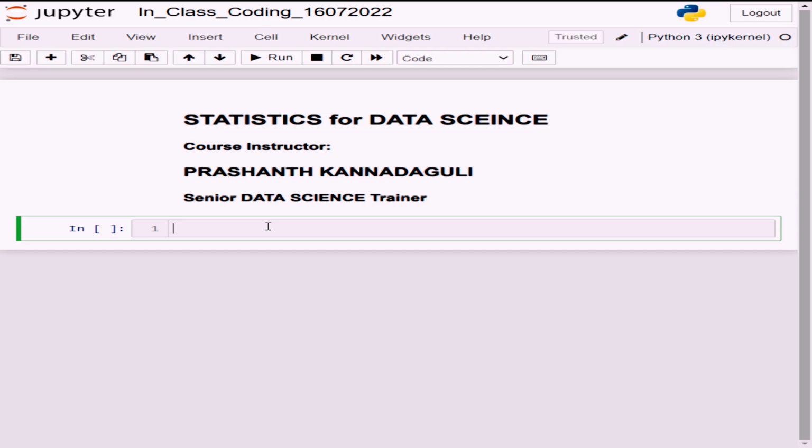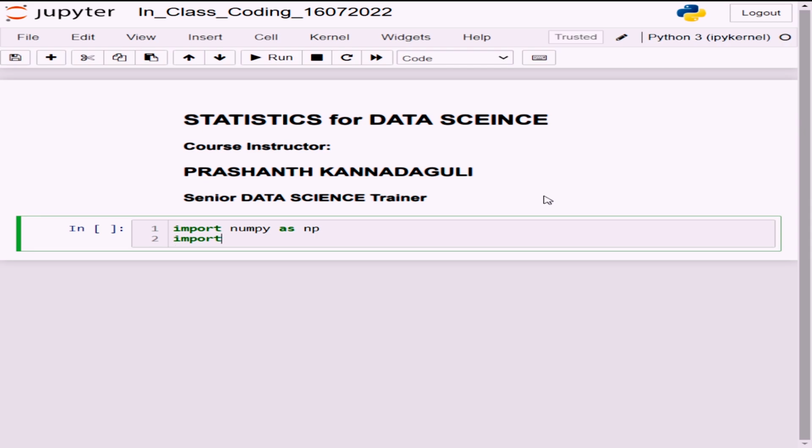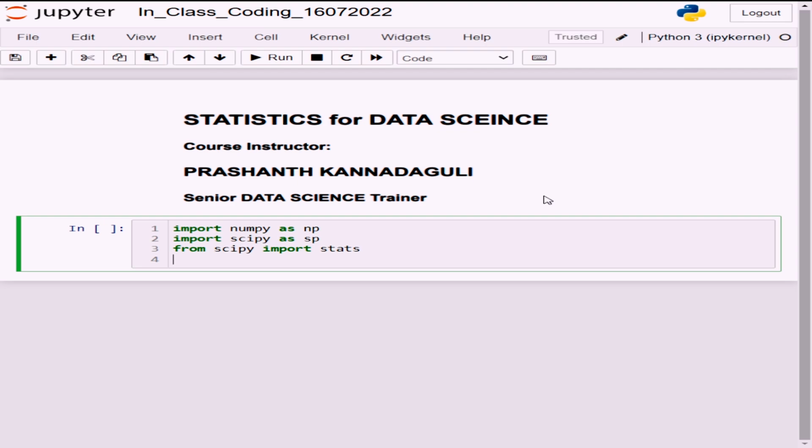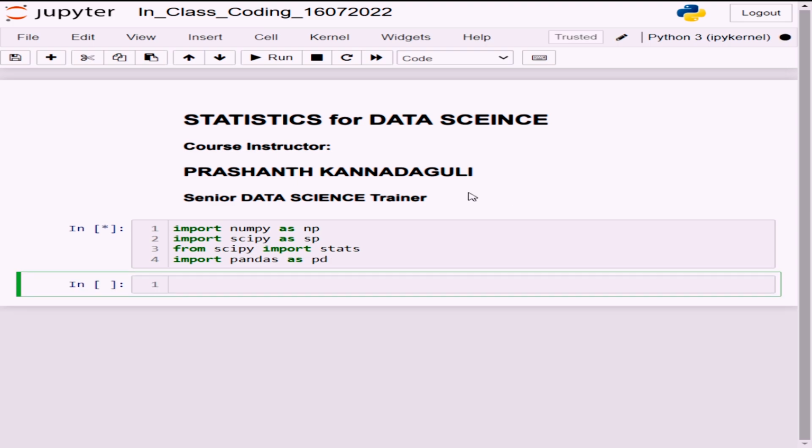So we'll start with importing the various tools. I'm going to import NumPy as NP. Let's import SciPy as SP, and from SciPy I want to import stats. So the statistical tools and statistical functions are present under the SciPy tool. And I also want to import pandas. Okay, so we are running that now.